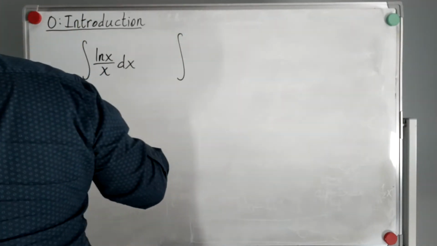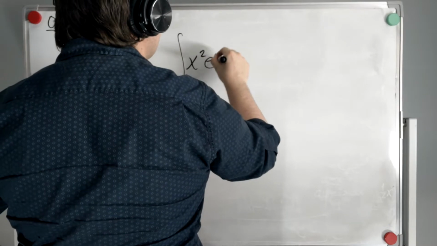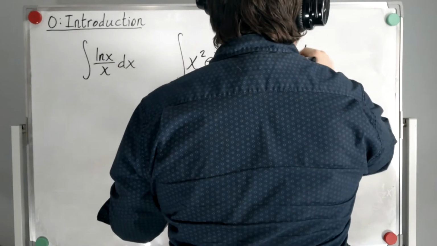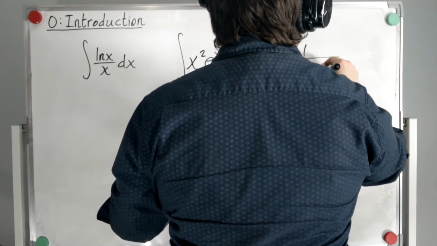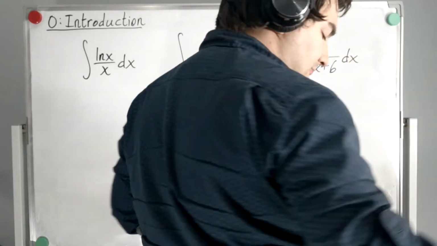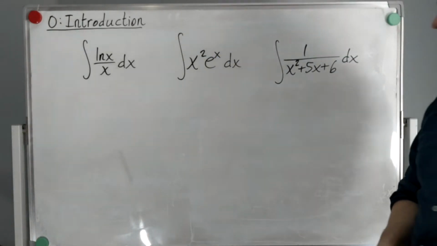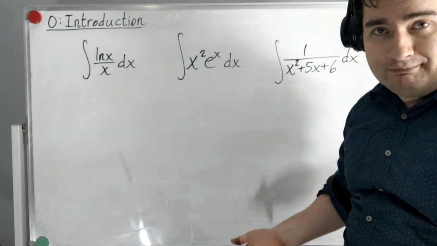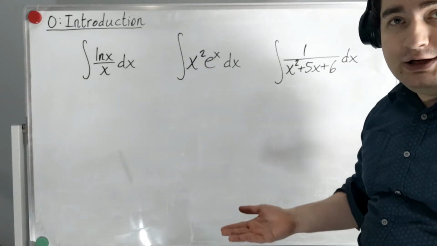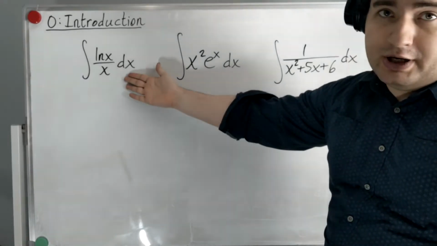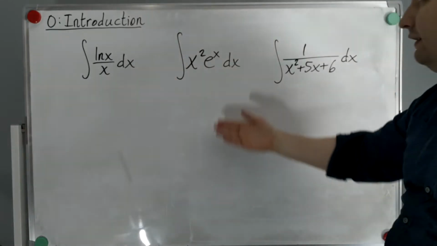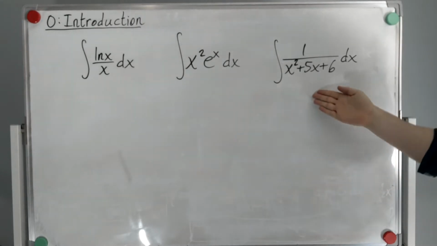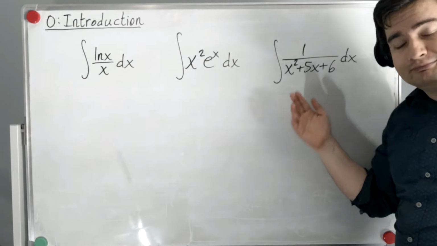And you had things like x squared e to the x, and things like 1 over x squared plus 5x plus 6. How do you solve an integral? Well, it depends on what the integral is, right? And for that reason, we had names for the techniques that you use for them. This one would have been done by what we call U substitution. And this one would have been done by what we call integration by parts. And this one would have been done by what we call integration by partial fraction decomposition.